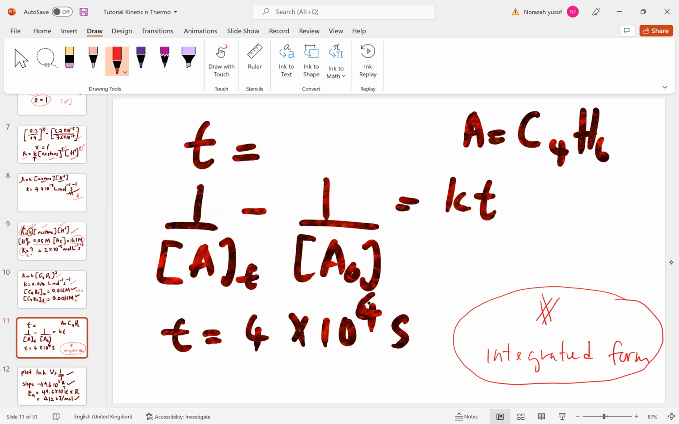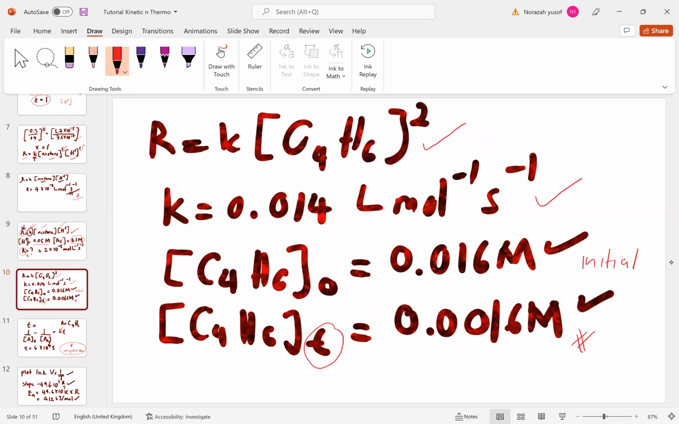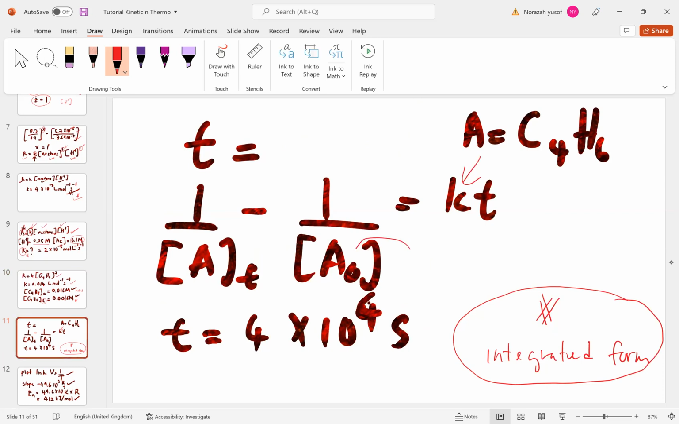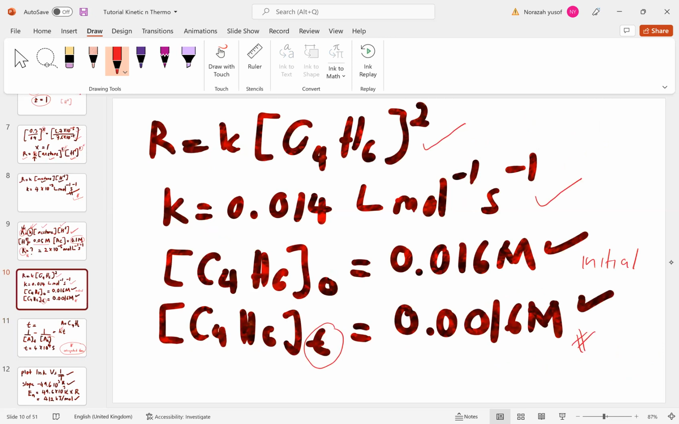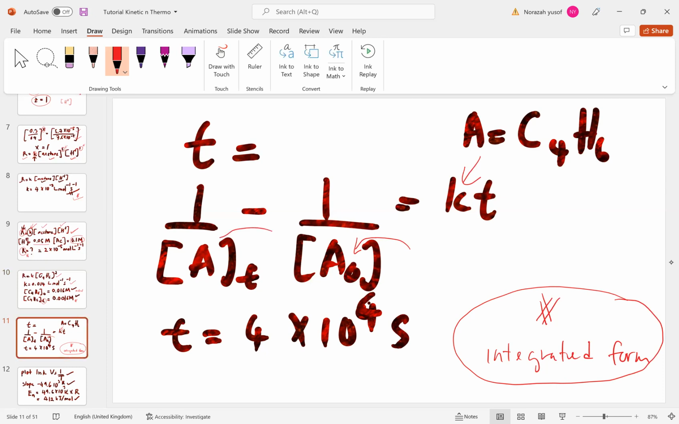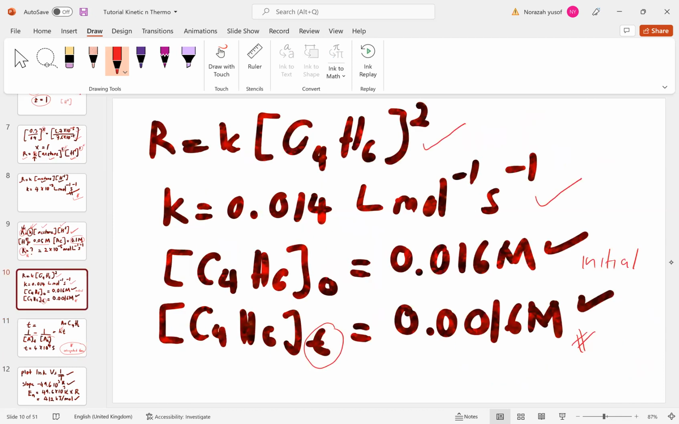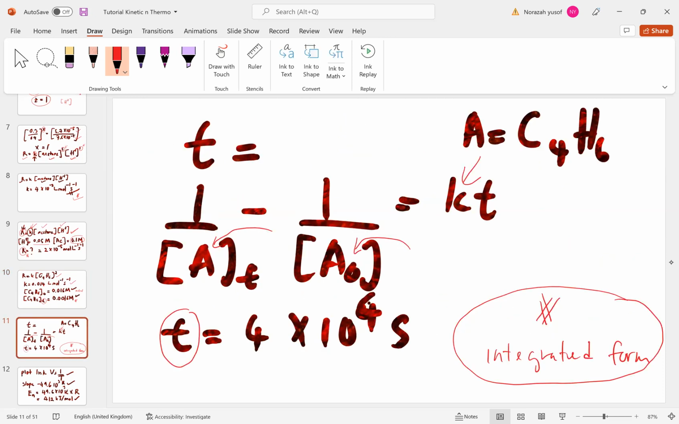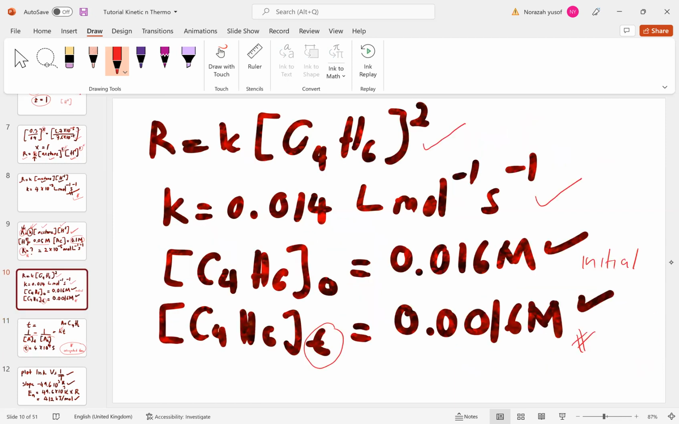So what we can do is to just put in all the informations. K dah ada, given to you. K is given. And then the initial concentration is also given. And you are also given the final concentration, because the concentration drops to 0.0016 molar. So from there, what you need to calculate is the T value: time taken for the concentration of A initial to go down to the final value.